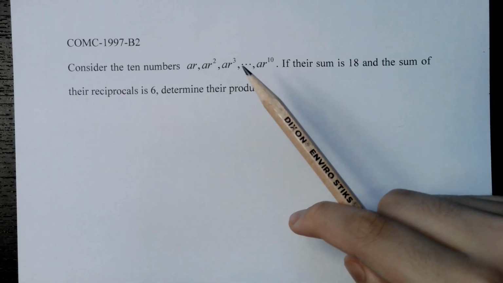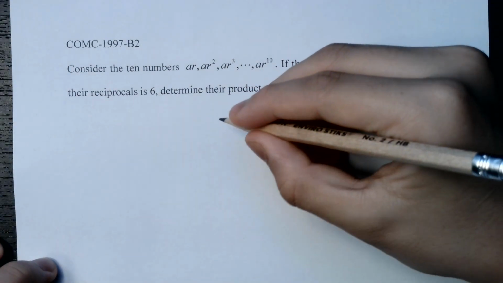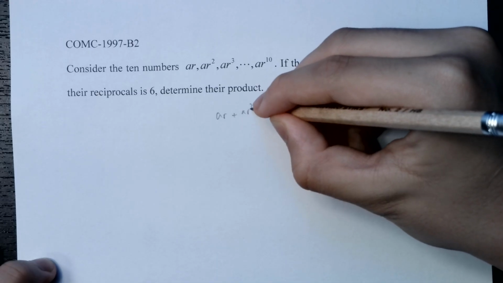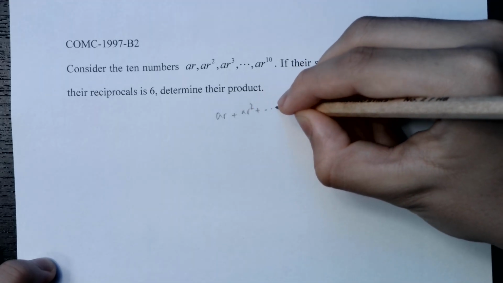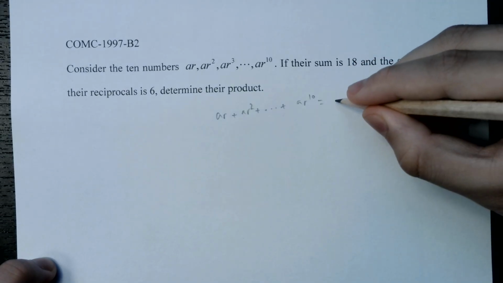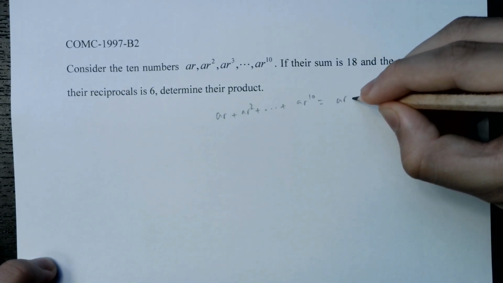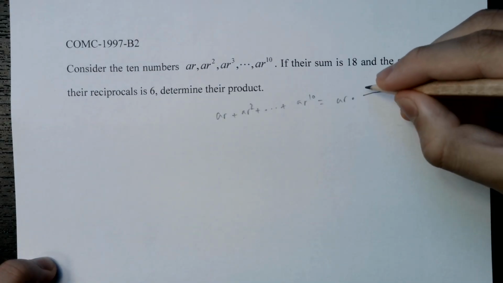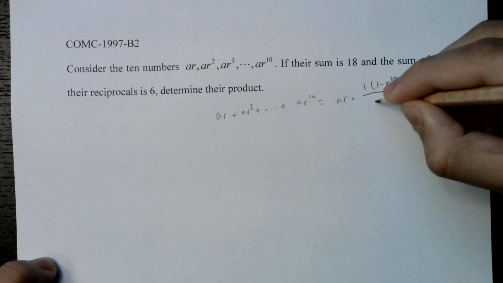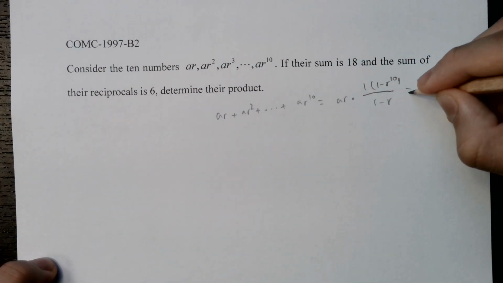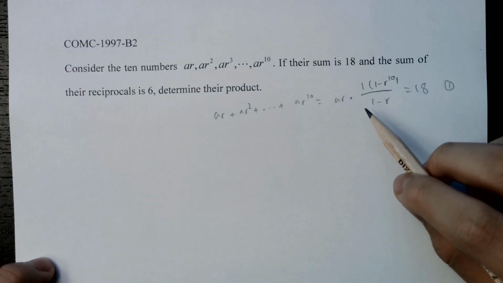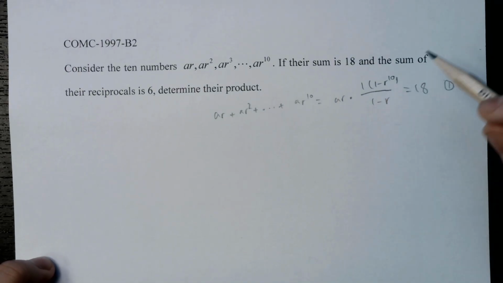Now here, for this sequence, I'll write it down here, we're going to look at the sum: AR plus AR squared, plus all the way up to AR to the power of 10. This is just going to be equal to AR times (1 minus r to the power of 10) over (1 minus r), which is going to be equal to 18. And I'll say that's equation 1. So this is just the formula for the sum of the terms in a geometric sequence.